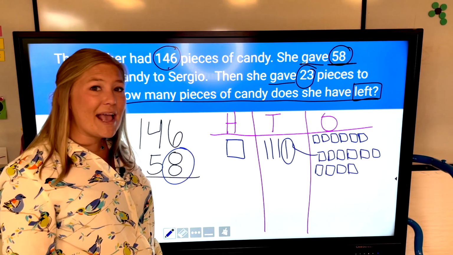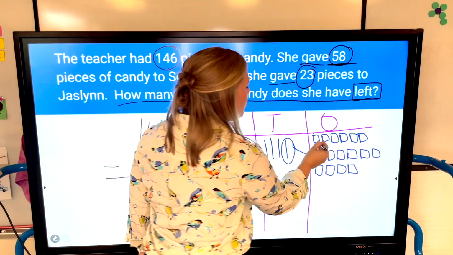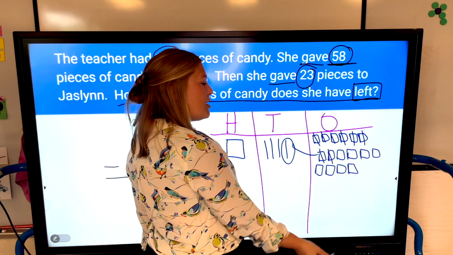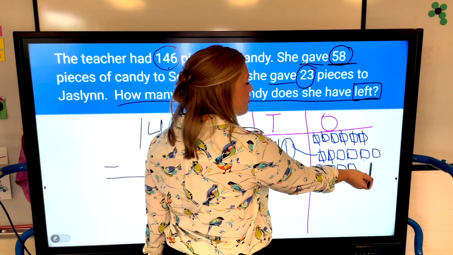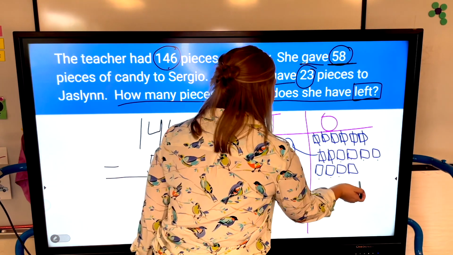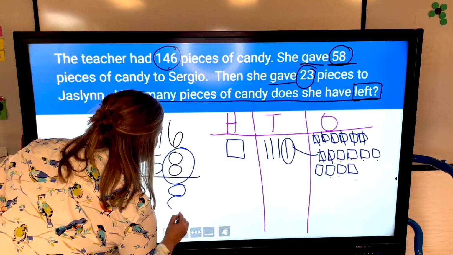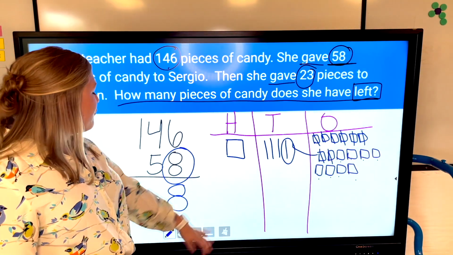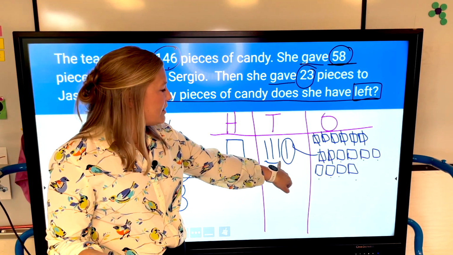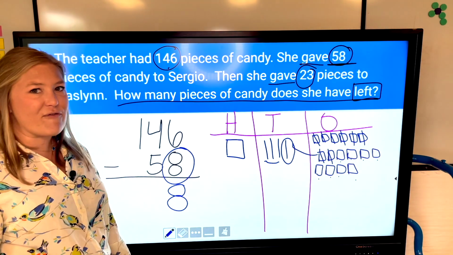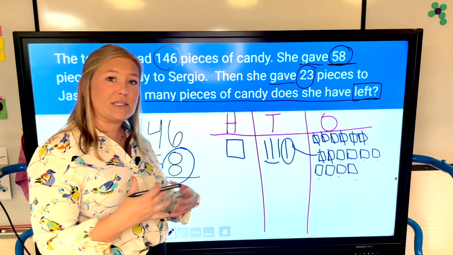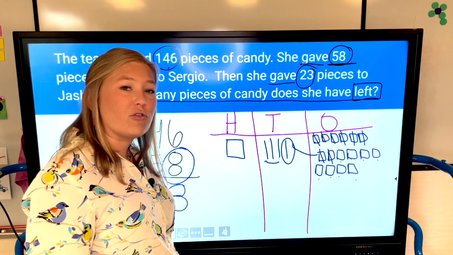Now can I take away 8? Absolutely. 1, 2, 3, 4, 5, 6, 7, 8. And when I count up how many I have left, I have 1, 2, 3, 4, 5, 6, 7, 8. So I know I can go ahead and bring that 8 over to my ones column. Now for my tens column, I only have 3 left and it needs me to take away 5. Well, I'm going to need to borrow or regroup or take from my hundreds column.